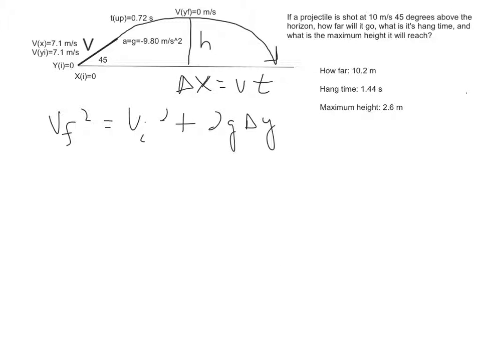So with that, all my questions have been answered. How far does it go? Well, it goes 10.2 meters. What's its total time in the air? Well, that's 1.44 seconds. That's a combination of T up plus T down, which we didn't have to do because we just doubled T up. And the maximum height that it reaches vertically is going to be 2.6 meters. So that is the basic type. The second type of problem was solving projectile motion.